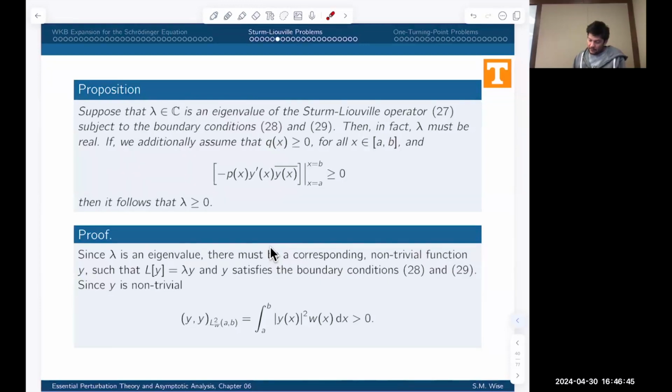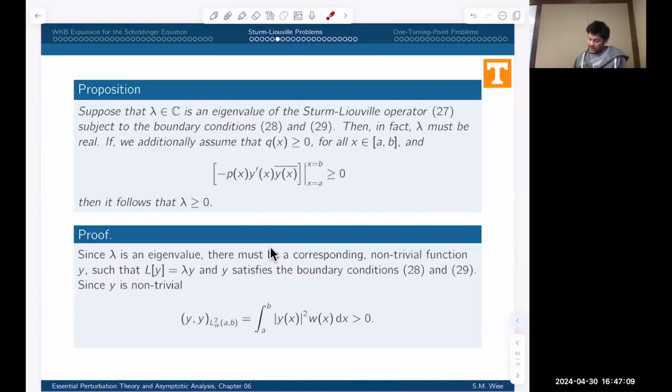So L of y has to be equal to lambda y. They're a pair. They go together like peanut butter and jelly. y satisfies boundary conditions 28 and 29. And since y is non-trivial, what do we know if we put y into this inner product?